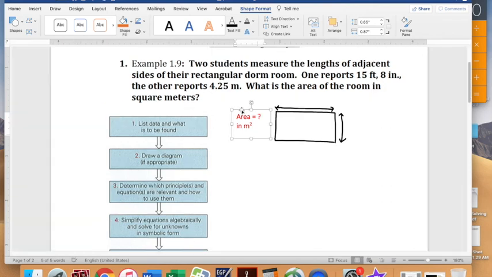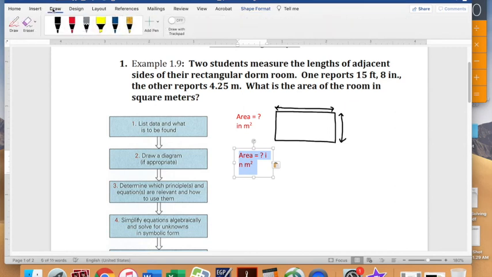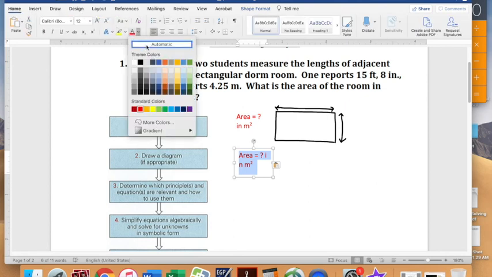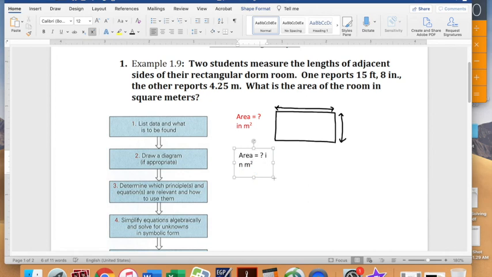So it looks like we have some data. We have 15 feet 8 inches and we have 4.25 meters. Okay, because I've done this problem a bunch of times, I know that the 15 feet 8 inches is the longer side. So that'll correspond to the longer side in my diagram, and I'll call it L for length. So the length is 15 feet and 8 inches.